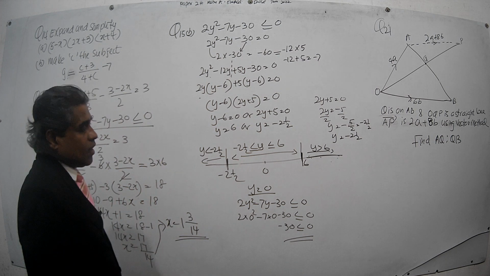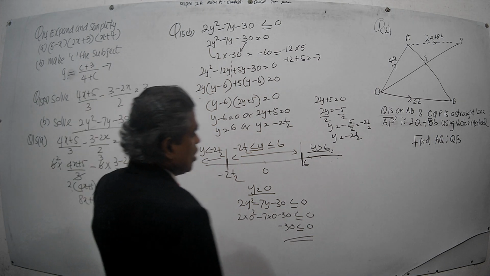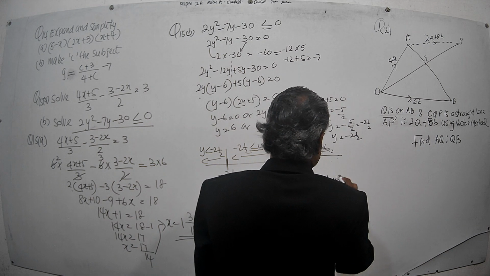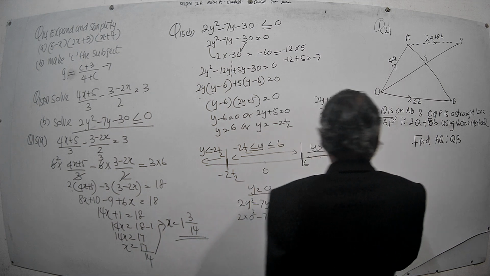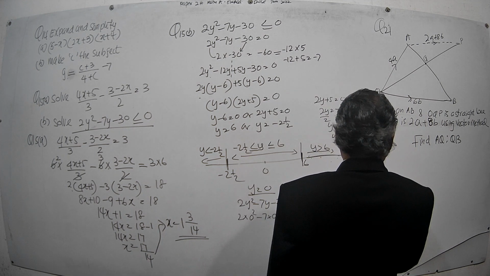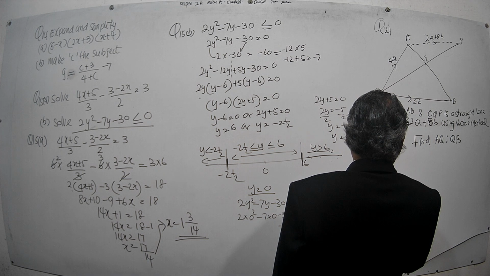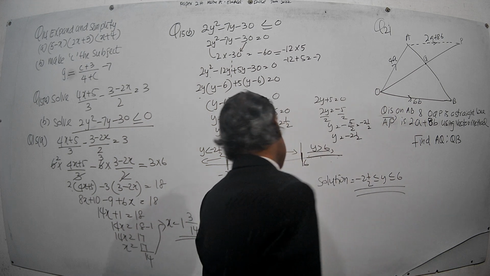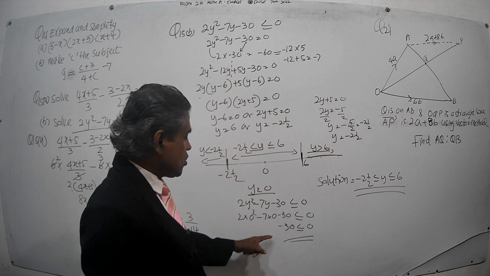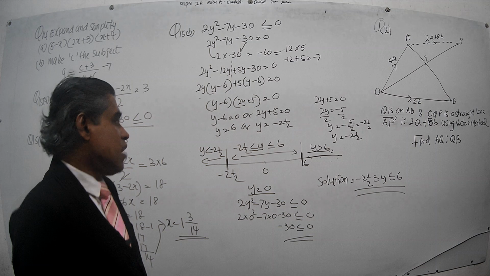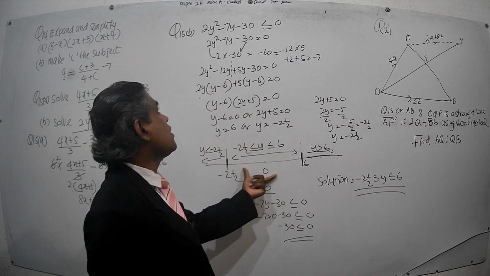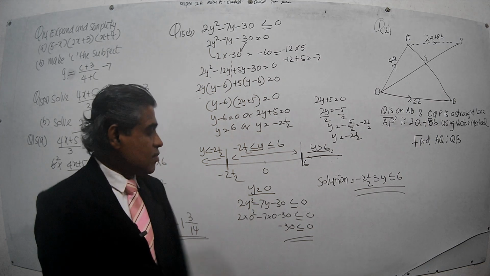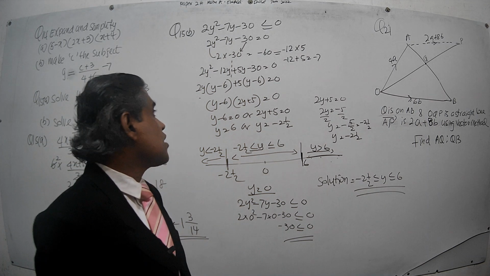Okay, right. Now, therefore, what will the solution be? The solution is this one: minus 2 and a half less than or equal to y less than or equal to 6. This is the solution, because that part of the number line satisfies the inequality after substituting one of the values in that part. Okay, right. That is how you solve the inequalities in an easier way.